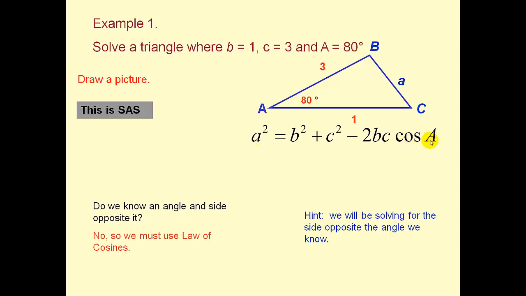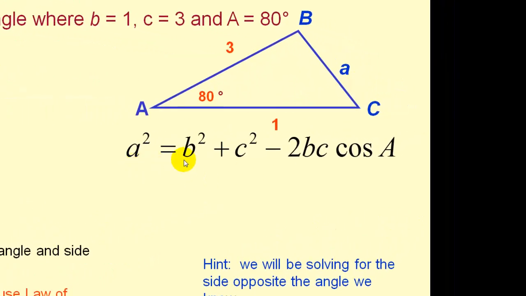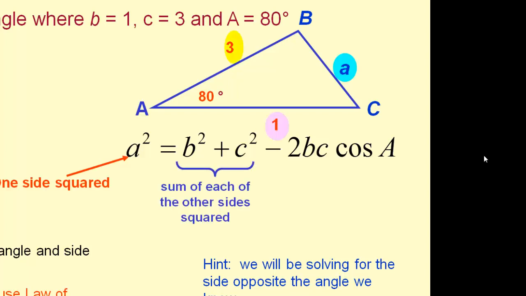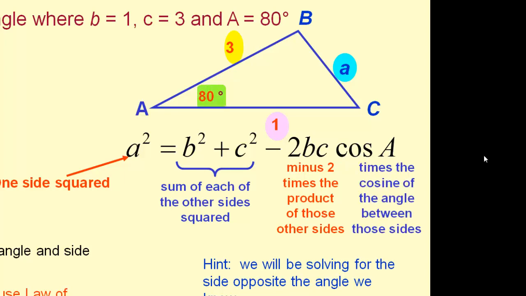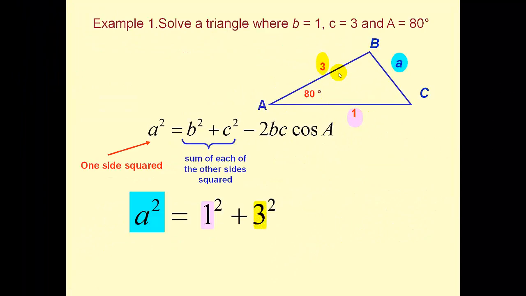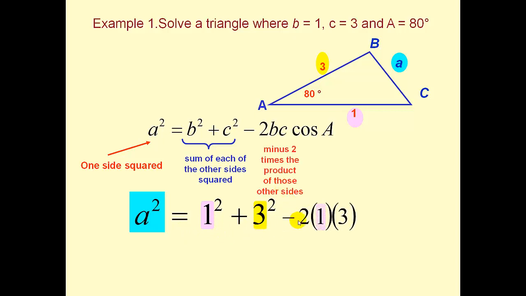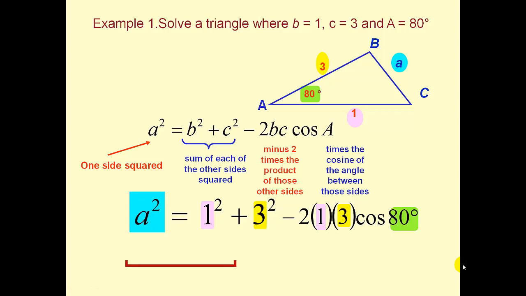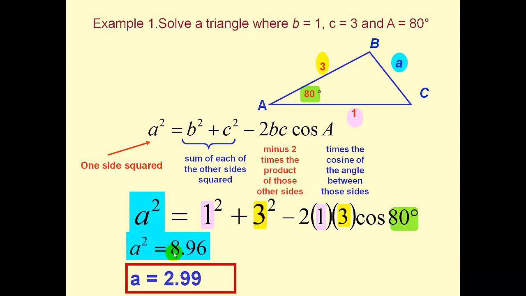So we're going to set up and use the law of cosines formula that works for A. A squared equals b squared plus c squared minus 2bc cosine A. So the one side squared we're trying to find is equal to the sum of the squares of the other two sides minus 2 times the product of those sides times the cosine of the angle between them. So let's set that up. Since b is 1 and c is 3, we're going to plug those in: 1 squared plus 3 squared minus 2 times 1 times 3 times the cosine of the angle between them, 80 degrees. Make sure you're in degree mode in your calculator. When we add up all those things, we get that a squared is approximately 8.96.